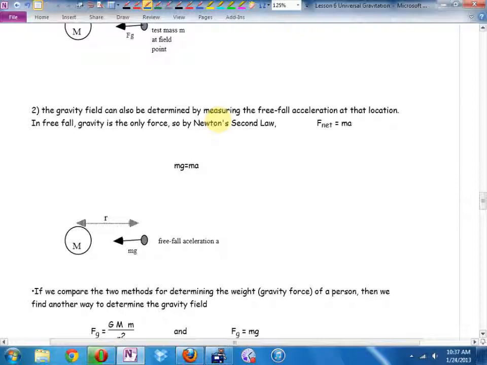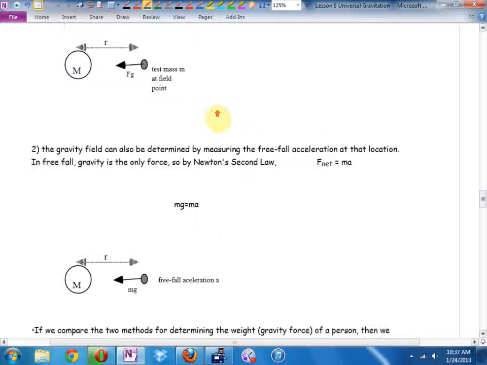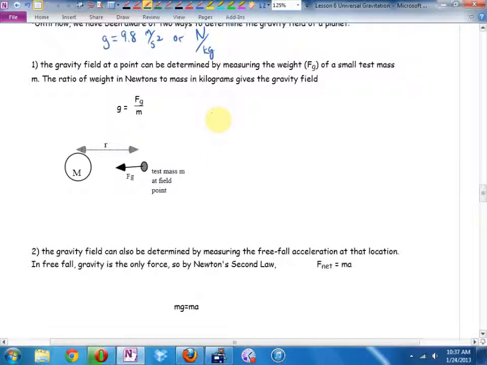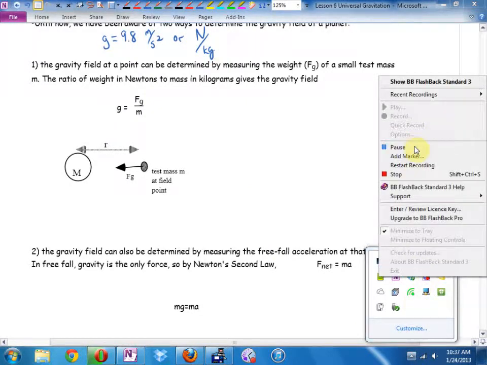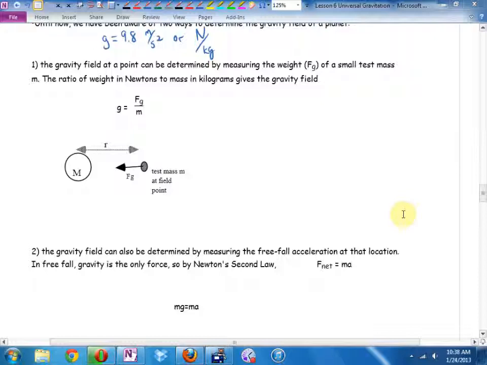There is a second way. The second way you can calculate the gravitational field is to use a scale. This is what gives you the newtons per kilogram. If you use a calibrated spring scale like this, I think I have one. So the first way that we could get this is to hang a mass from a scale. It can be determined by measuring the weight Fg on a small test mass.